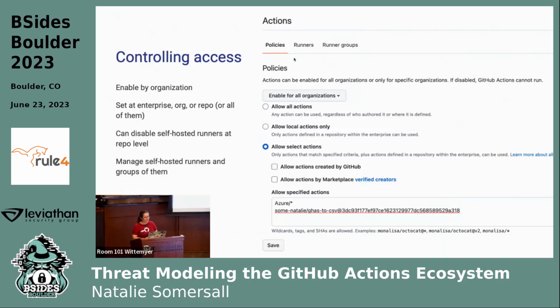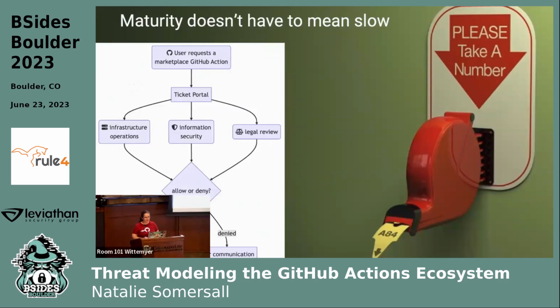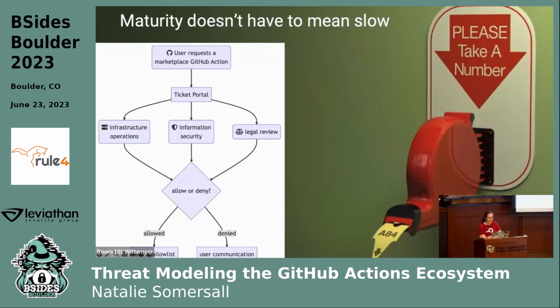And the first thing you do is at the enterprise, organization, or repo level, you can allow policies here. So I don't do this for my personal projects because they're personal projects, but what I do and don't use at work is definitely controlled in some ways. But really, the biggest thing that I wanted to drive here is that maturity doesn't have to be slow. Normally when you say, hey, you need to open a ticket to request something, you're like, yeah, whatever, I'll get it done in the next 3 months.